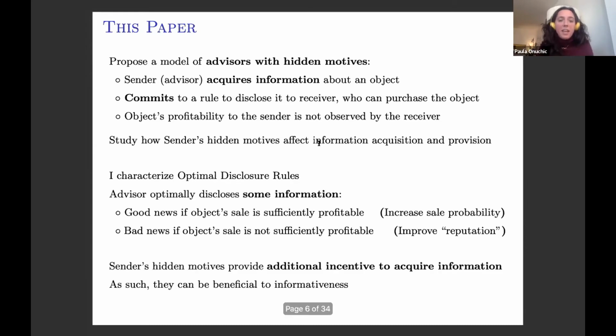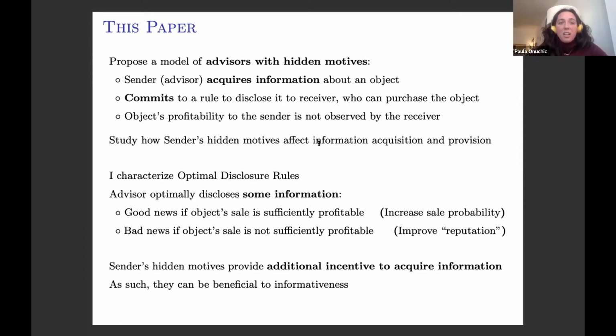But then I'm going to take a next step to show what the incentives are to actually acquire information. I'm going to show you in particular that the sender's hidden motives can actually be an additional incentive to invest in acquiring information about this object, okay? And in particular, this means that the sender's hidden motives may actually be beneficial to the receiver in terms of the overall informativeness that they get from this advisor, okay? In the paper, I tell you about some implications of this for policy, but I don't have anything of that sort in my presentation today.